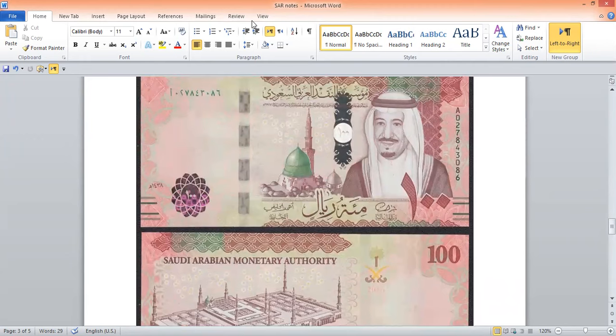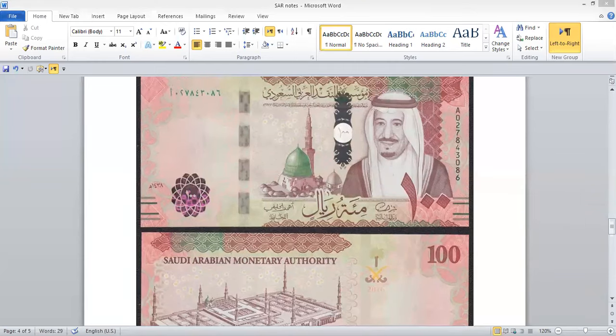Guys, can you identify this currency note? Yes, can you identify this currency note? 100 real. This is 100 real, guys. This currency note has a value of 100 real. You can buy things up to 100 real with that currency note, and in 100 real you can buy too many things. Okay, so this is very good.